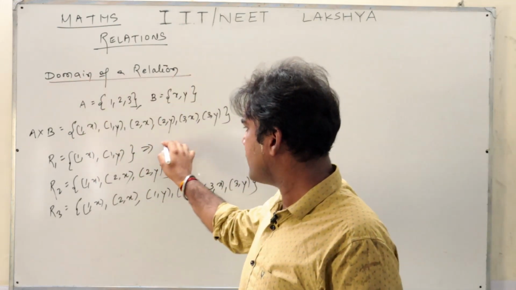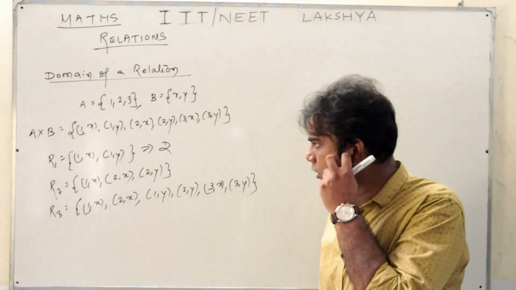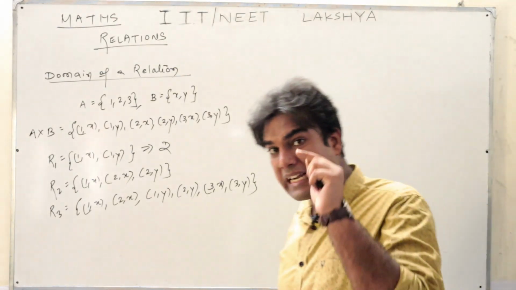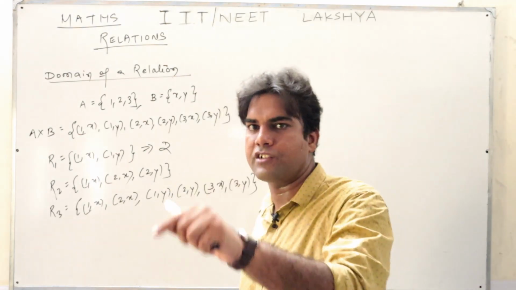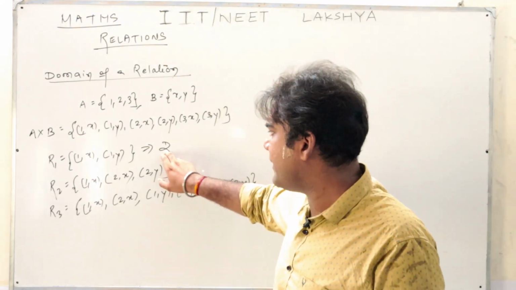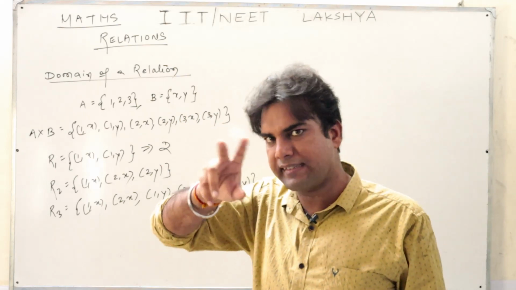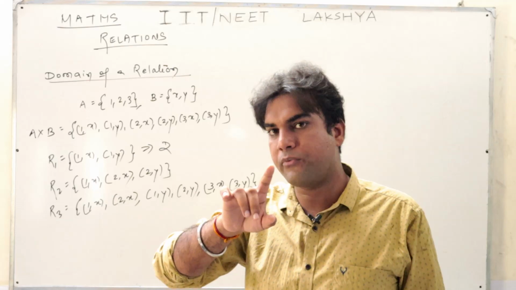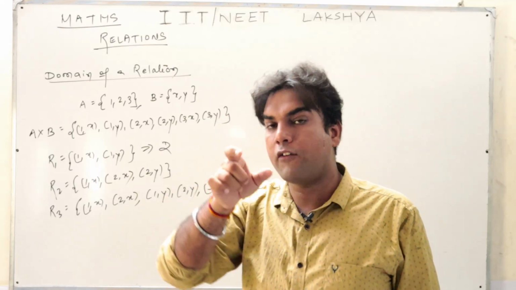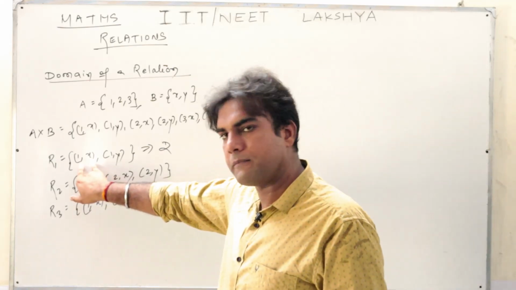Domain of a relation, denoted as capital D, is nothing but the collection of first elements of the ordered pairs of that relation. Domain is a set only, but which set? It comprises the collection of the first elements of the ordered pairs. You see, this is the ordered pair.